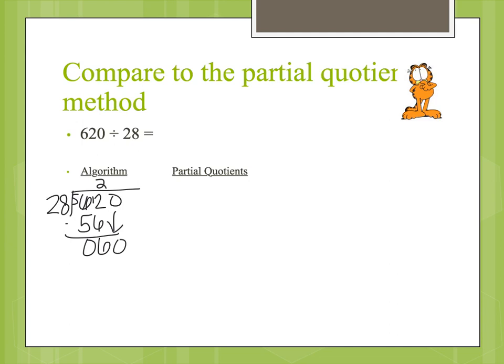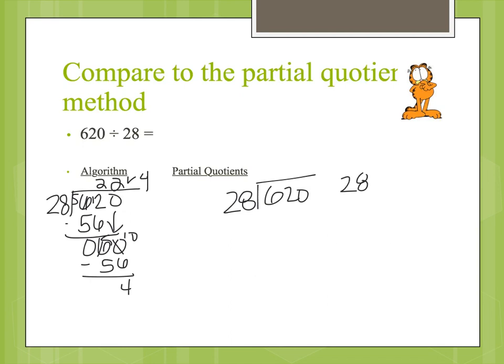Bring down the 0. 28 goes into 60 2 more times. 2 times 28 is still 56. Subtract, and I get 4. There's nothing else to bring down, so my quotient is 22, remainder 4. Let's compare that to the partial quotients method. I still have 620 divided by 28, but now I'm going to take pieces of that dividend to subtract out as I go through. Let's start with 28 times 20.